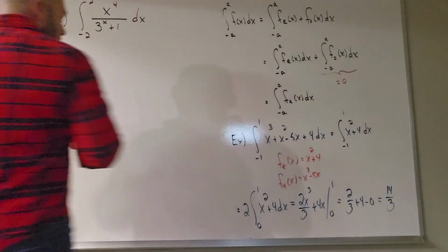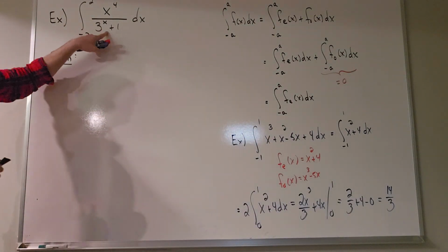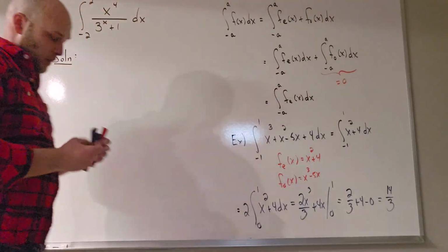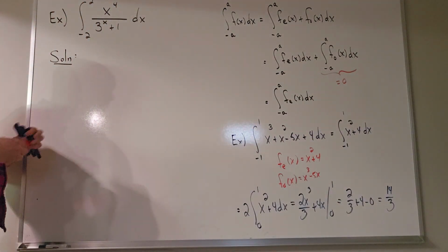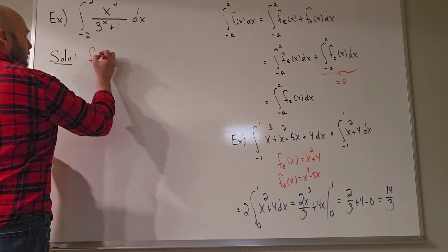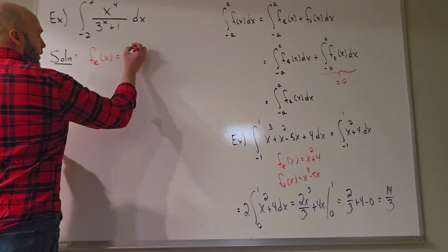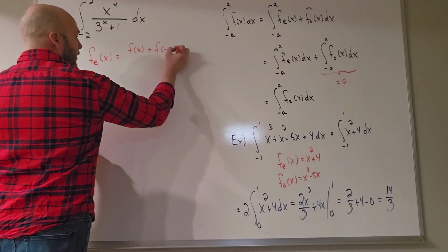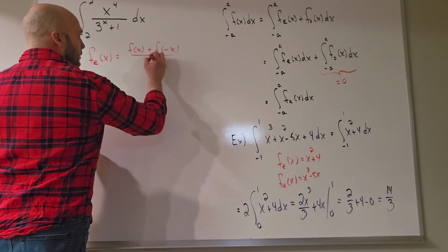Okay, so I'm going to take this integrand and find the even part of it. Let me remind you what the even part of a function is. The even part of a function is (f(x) + f(-x)) over 2.